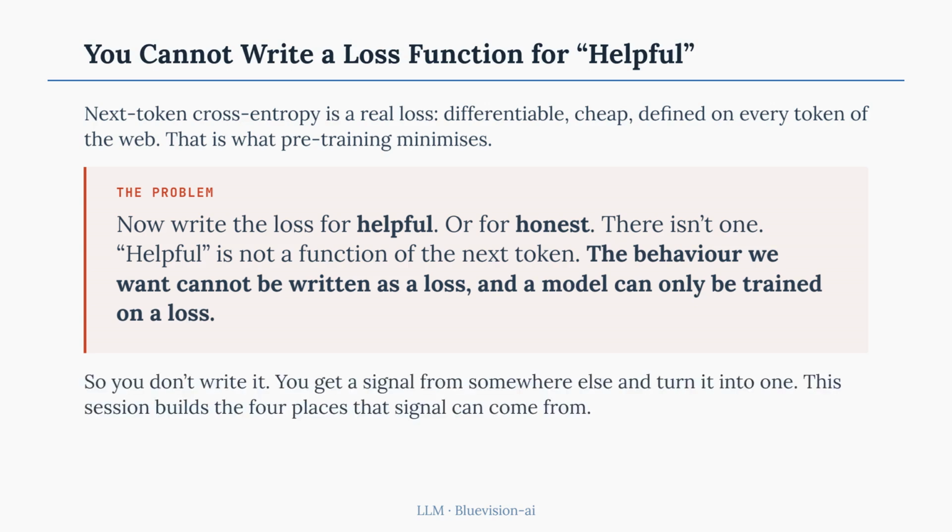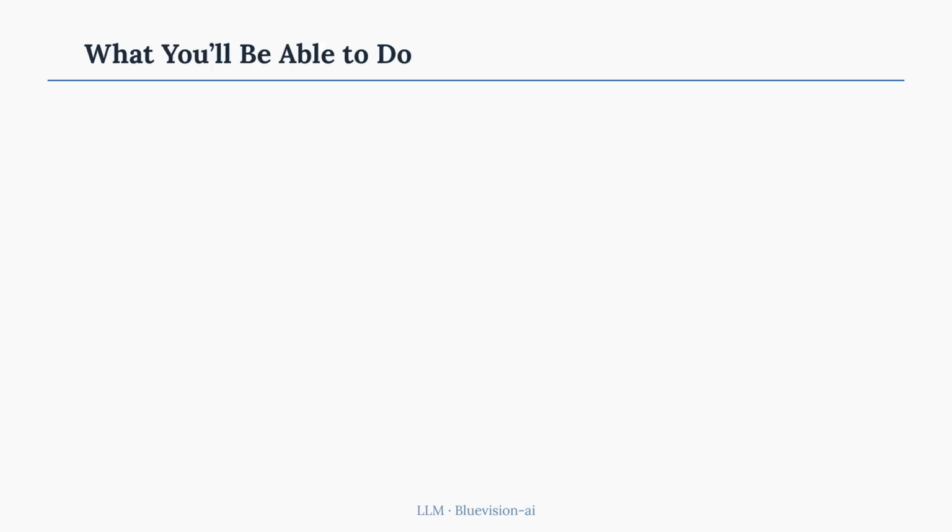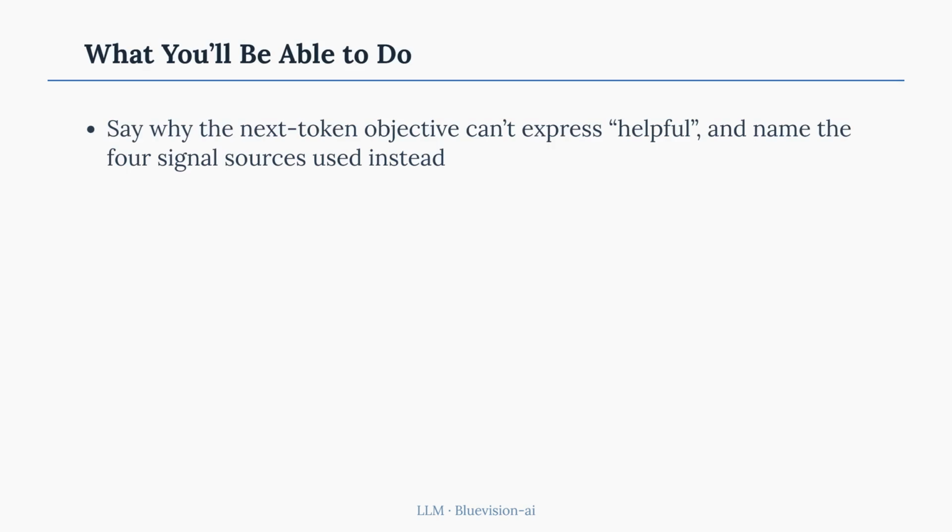So you don't write it. You go and get a signal from somewhere else, and you turn that into a loss. And it turns out there are exactly 4 places that signal can come from. Before we start, here's what you'll walk out with. You'll be able to say why the next token objective can't express helpful, and name the 4 signal sources the field uses instead.